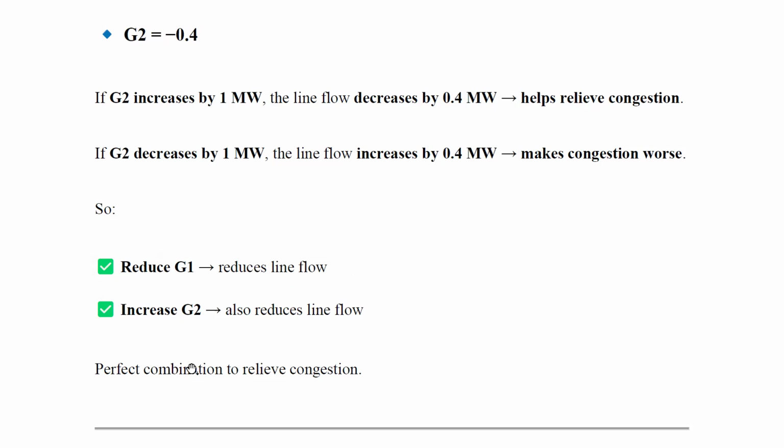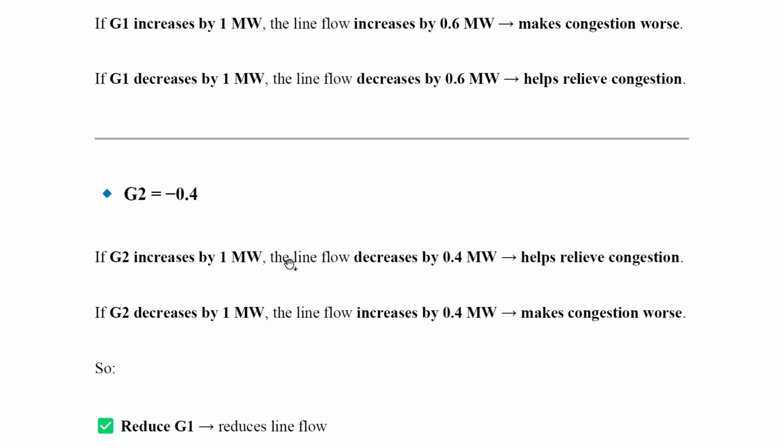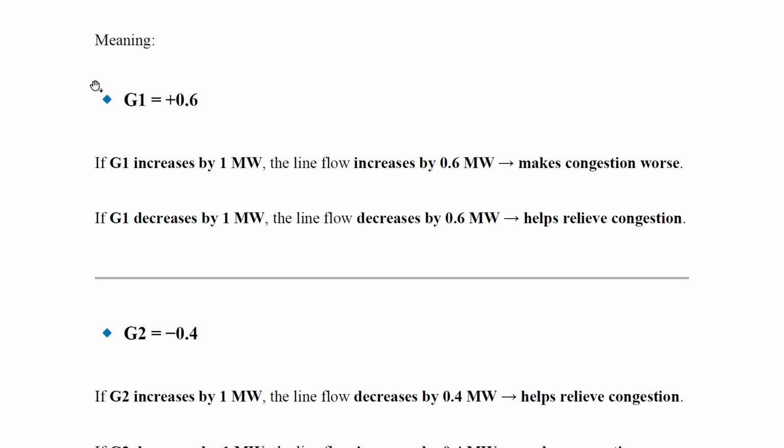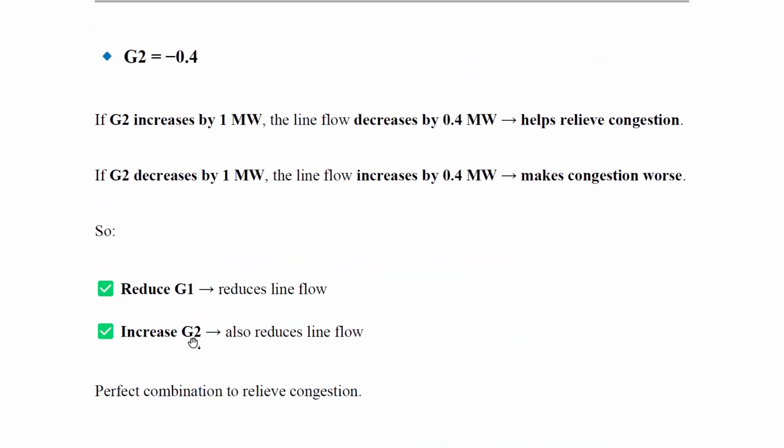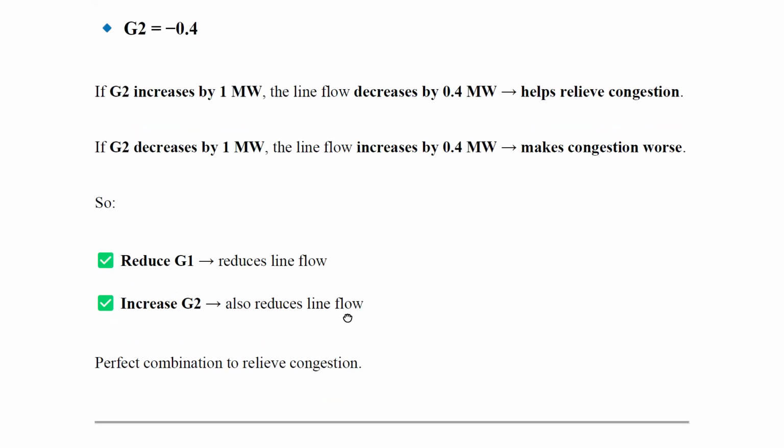So this is the perfect combination to relieve the congestion. So this you need to understand well. Based on this GSF factor, the generator 1 GSF is plus 0.6. Generator 2 GSF we are taking as minus 0.4. So if the generator 1 output reduces, automatically it reduces the line flow. If generator 2 increases, automatically it reduces the line flow. So this is the perfect combination to relieve the congestion.